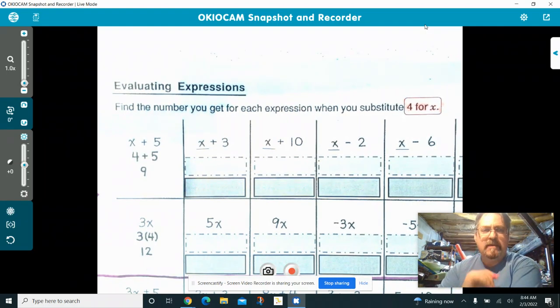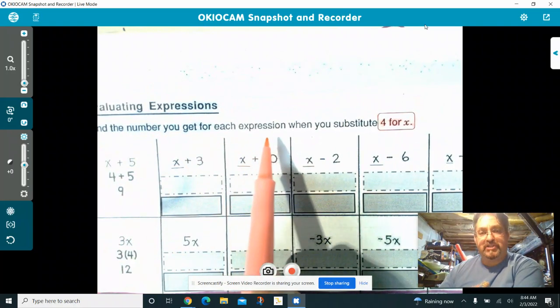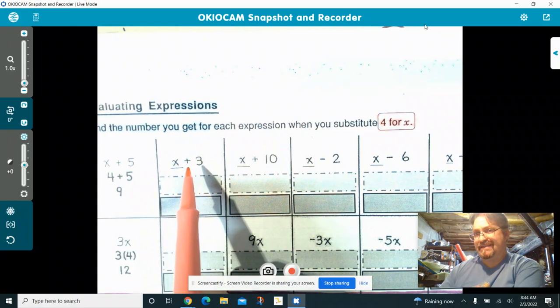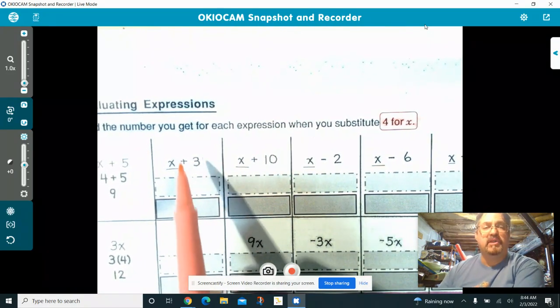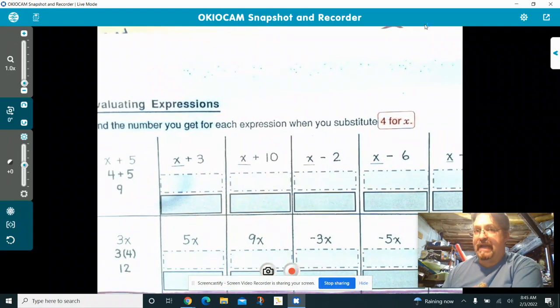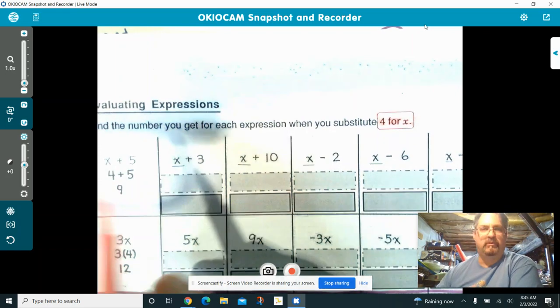Let's take a look at this. So what we're doing is we're finding the number you get for each expression. These are expressions. Anybody who's working on that section of Moby Math, anytime you have a plus sign or things are multiplied together, that's an expression. If it has an equal sign after it, that's an equation. We're not doing those yet. It's coming. We're doing algebra, folks. Okay, anyway, back to where we were.